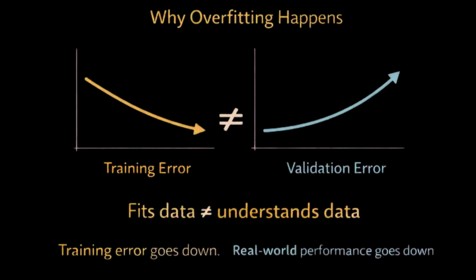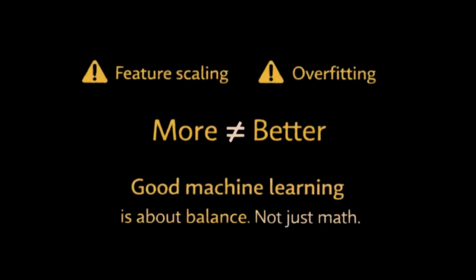Feature scaling and overfitting are different problems, but they teach the same lesson. More features don't automatically mean better models. Good machine learning is about balance, not just math. In the next scene, we'll see how machine learning deals with these problems, how we control complexity, and how we decide which features actually matter.